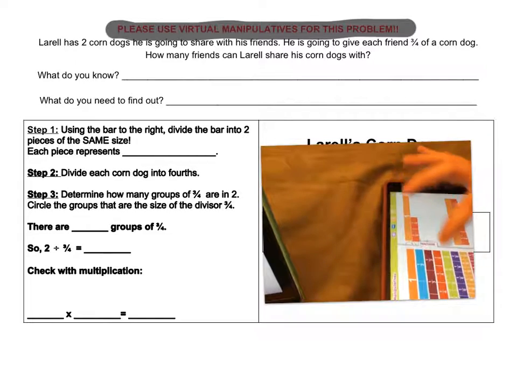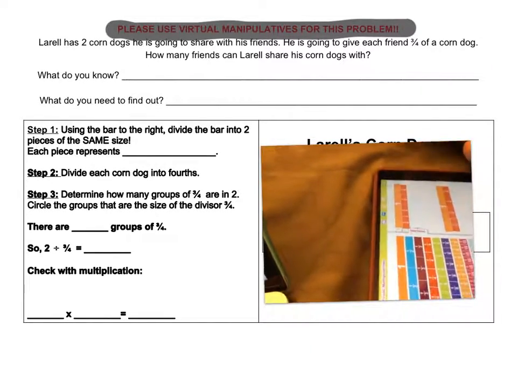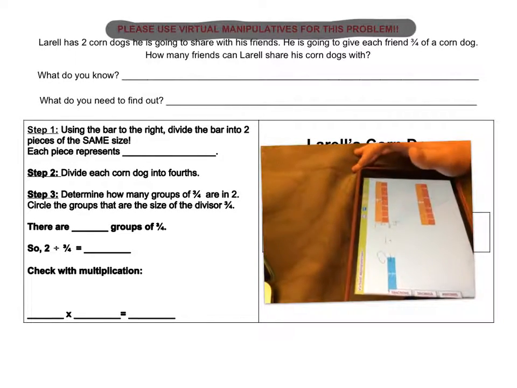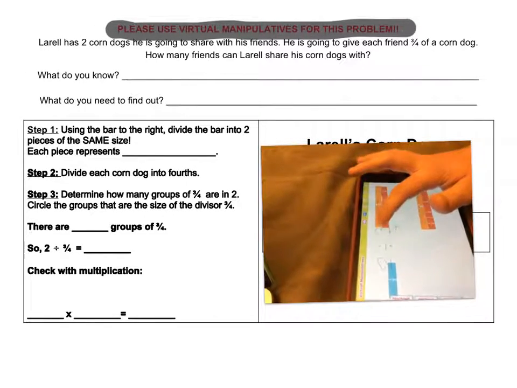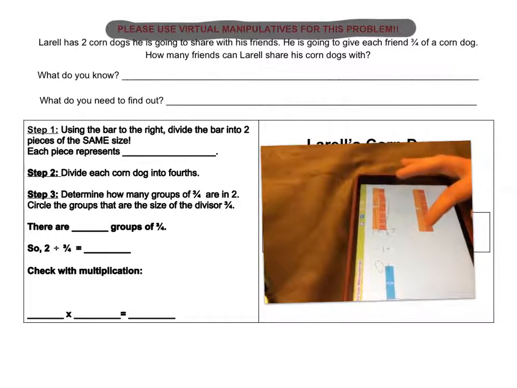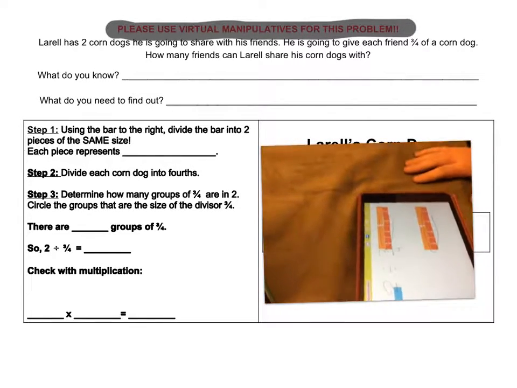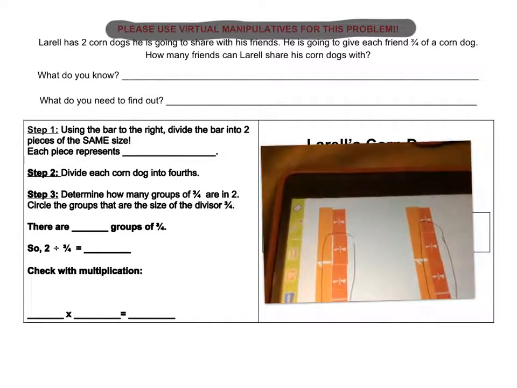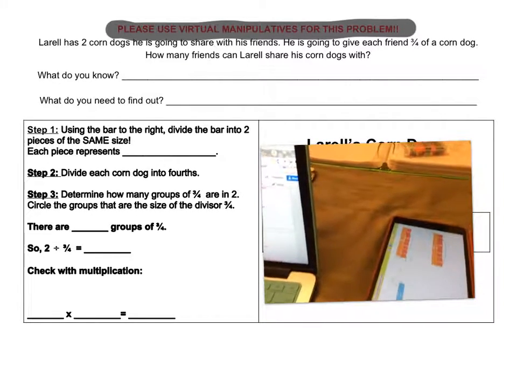Now the question is, how many groups of 3/4 can we get out of 2 whole corn dogs? So Dylan, take the pencil and circle how many groups of 3/4 you see. There's 1. Pencil's a little fussy. And 2. So there's at least 2 groups of 3/4. But you should also see, look, there's 2 extra pieces there that they need to be accounted for.